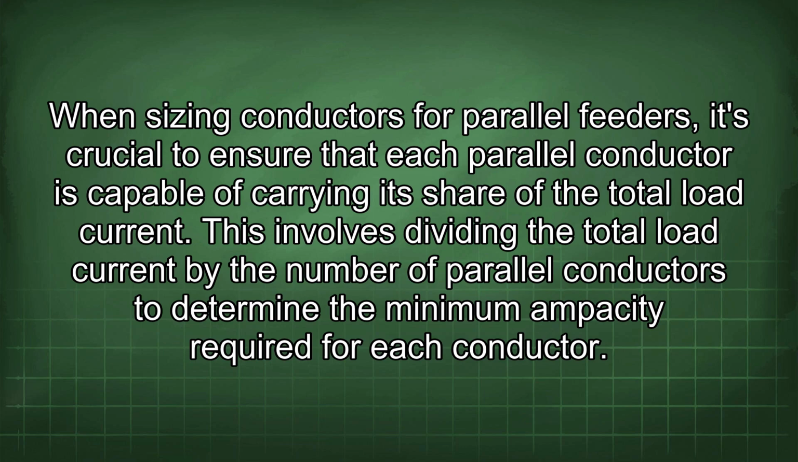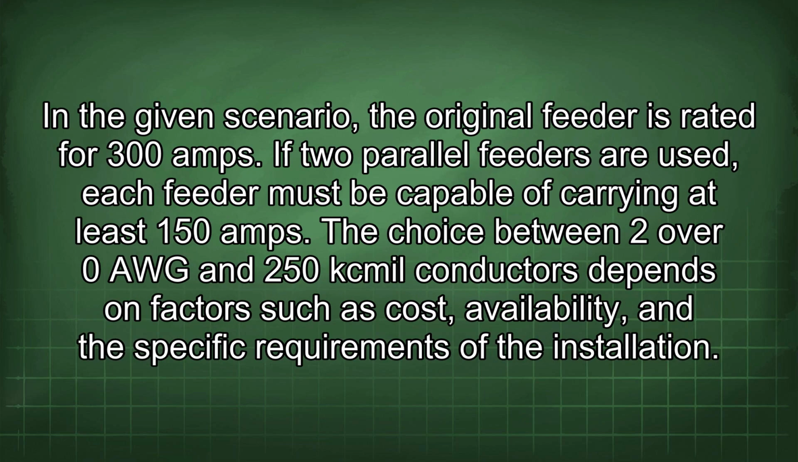This involves dividing the total load current by the number of parallel conductors to determine the minimum ampacity required for each conductor. In the given scenario, the original feeder is rated for 300 amps. If 2 parallel feeders are used, each feeder must be capable of carrying at least 150 amps.